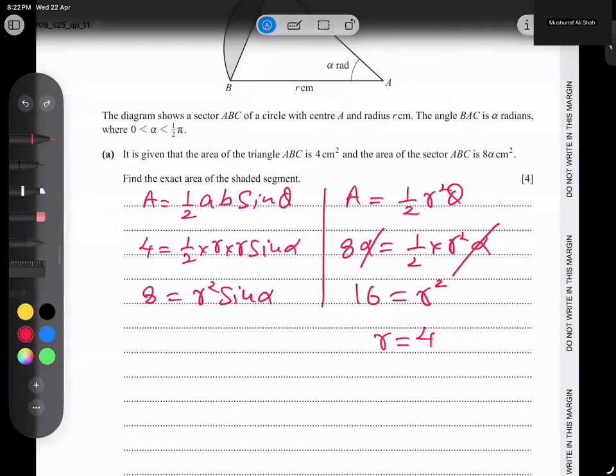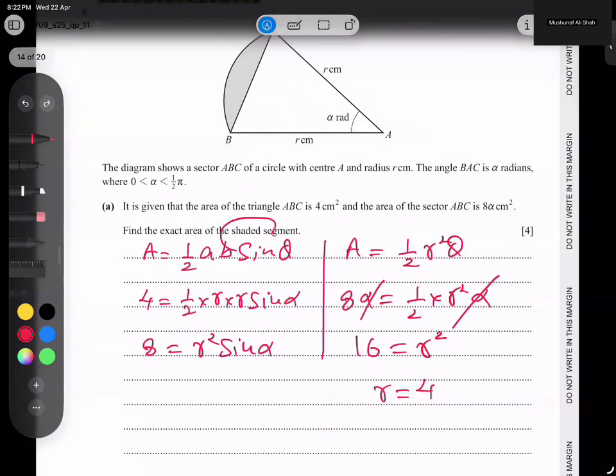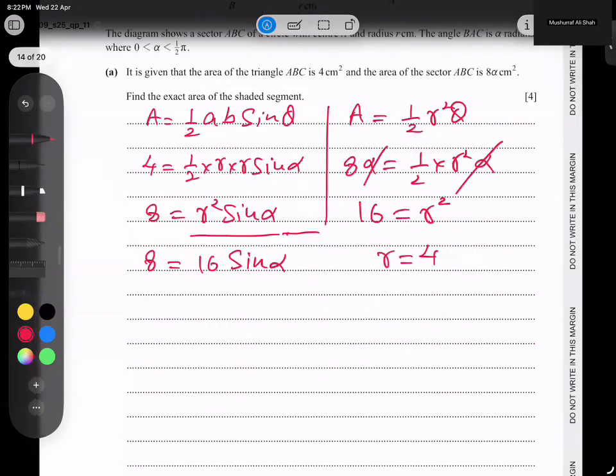So this value I'm going to plug in here. Okay, I'm looking for the exact area of the shaded part. If I plug in this 4 here, I can say 16 times 2 sine alpha. And 16 goes down, I got a half.